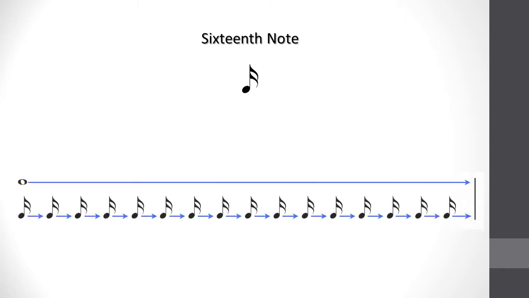The final note we are going to look at in this lesson is called the 16th note. A 16th note has a note head which is colored in, a stem, and 2 flags. It is called a 16th note because it is 1/16 the duration of a whole note. Because of this fact, the duration of 16 16th notes is equal to the duration of 1 whole note.